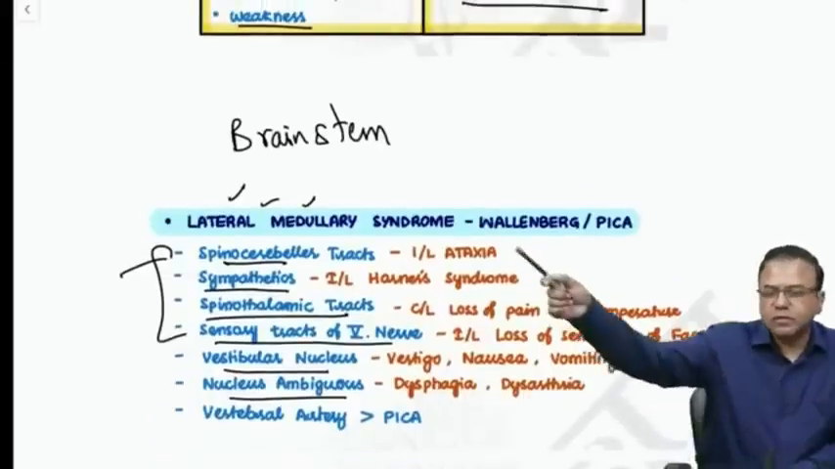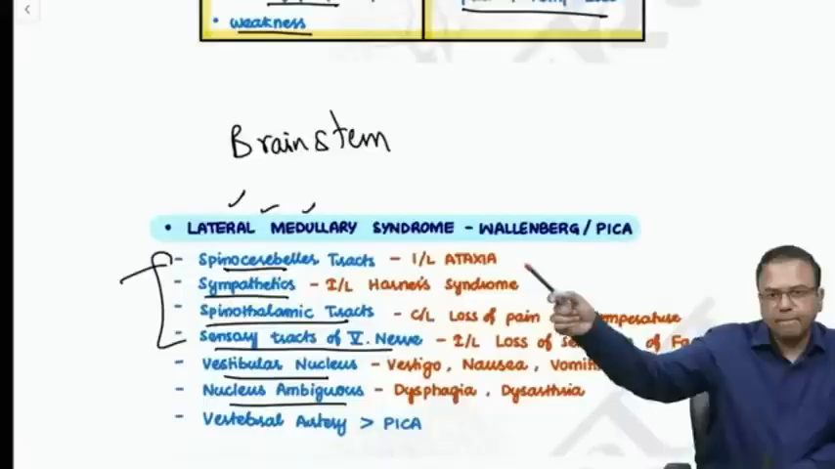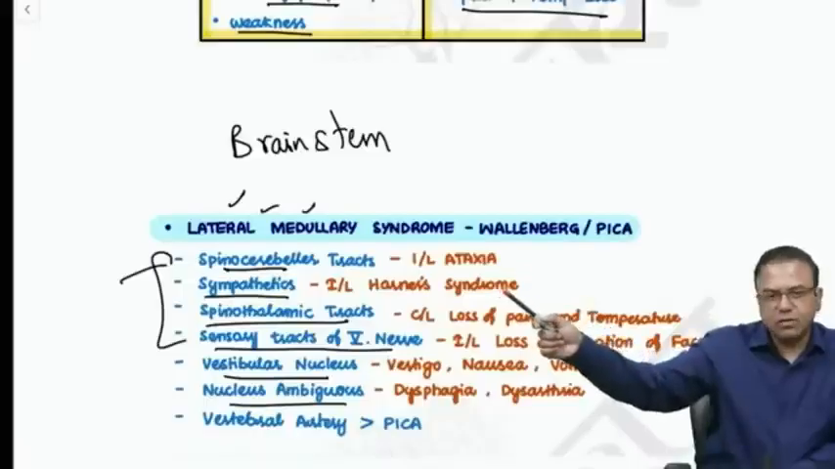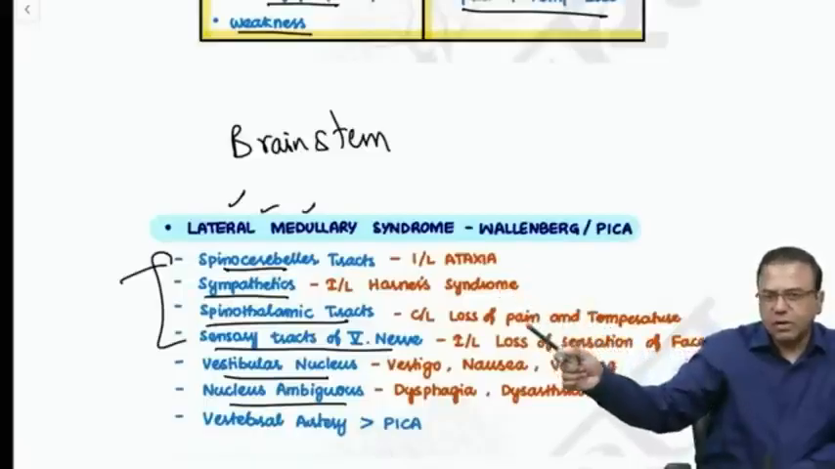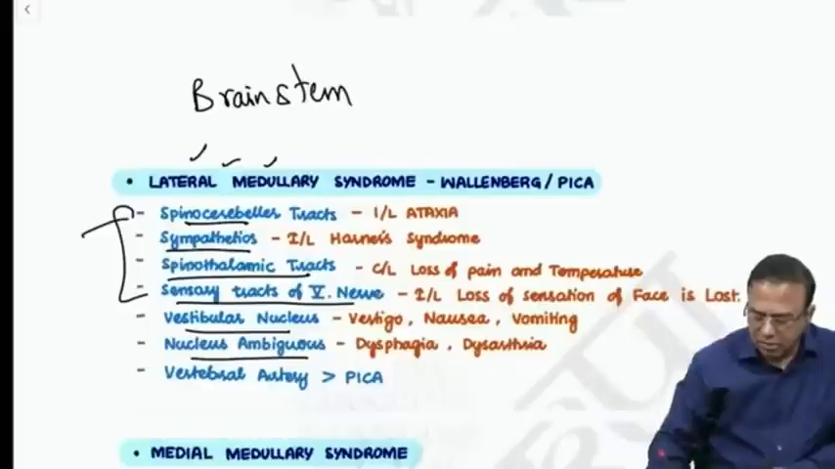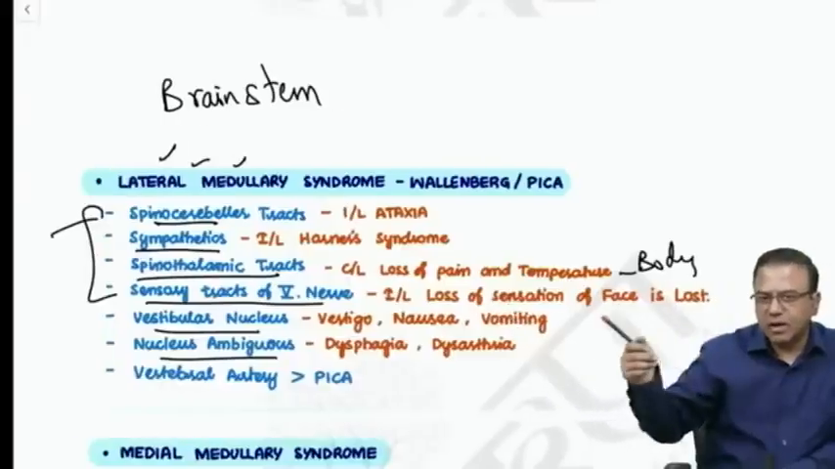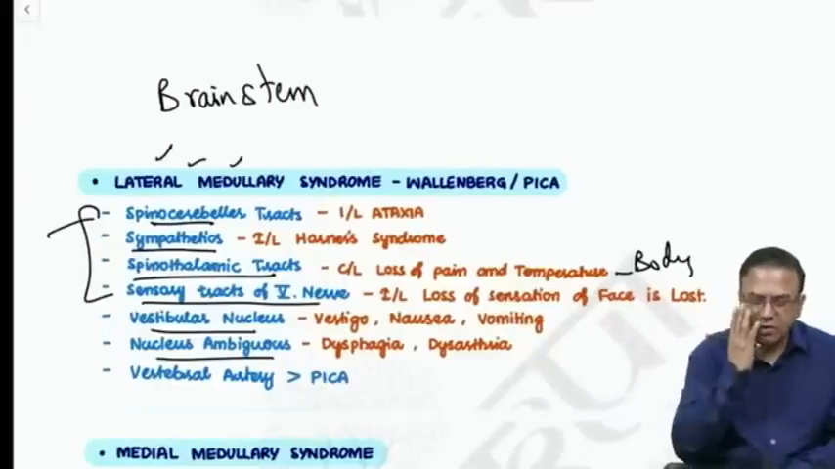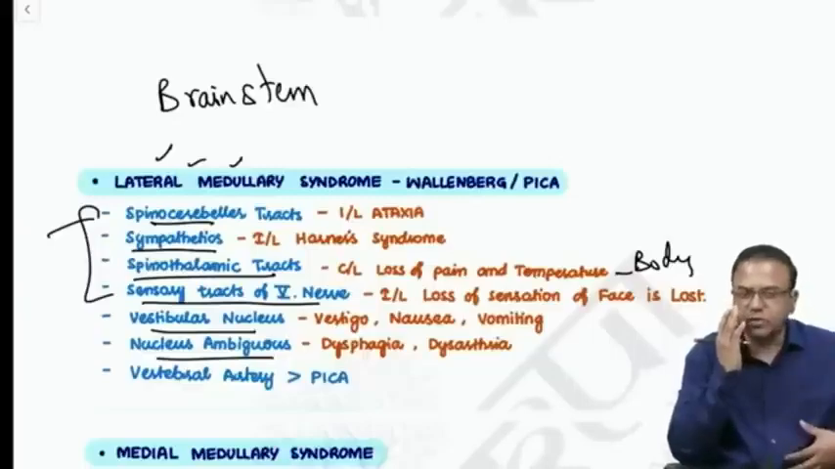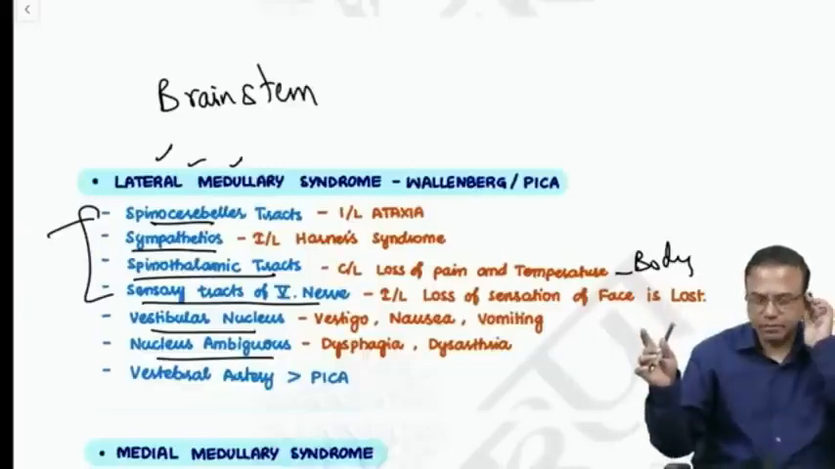Because spinocerebellar is gone, the patient will have ataxia. Because sympathetic is gone, the patient will have Horner syndrome. Spinothalamic is gone, so the patient will have pain and temperature loss in the body, contralaterally. Sensory tract of fifth is gone, so the patient will have ipsilateral loss of sensation. See, face sensation on one side, pain and temperature in the body on the opposite side. This is a peculiar thing.